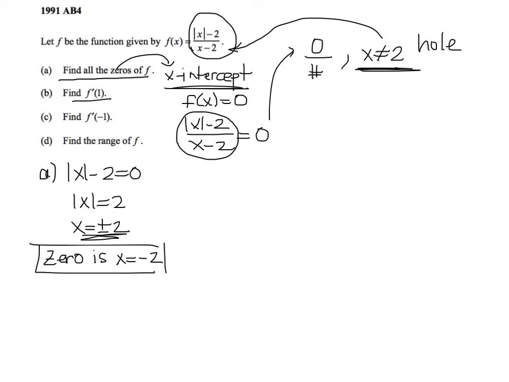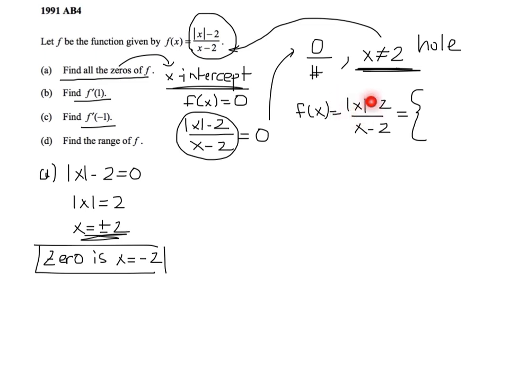Part B and C deal with a derivative. They want you to find the derivative at 1 and at negative 1. Well, to do that, we need to look at this piecewise function, absolute value of x minus 2 over x minus 2. We don't have a derivative rule for absolute values, so I need to define the function piecewise. The place you have to pay attention to is the absolute value. To get rid of it, we have to think about what's in the absolute value. Where is it going to change from negative to positive? Well, at 0. So that's where we're going to splice our piecewise together.